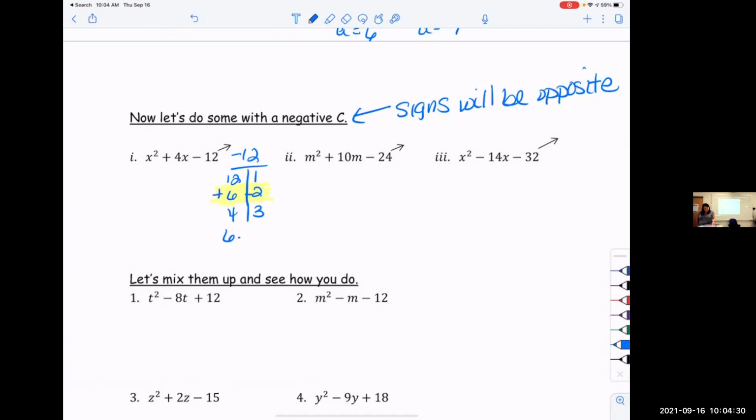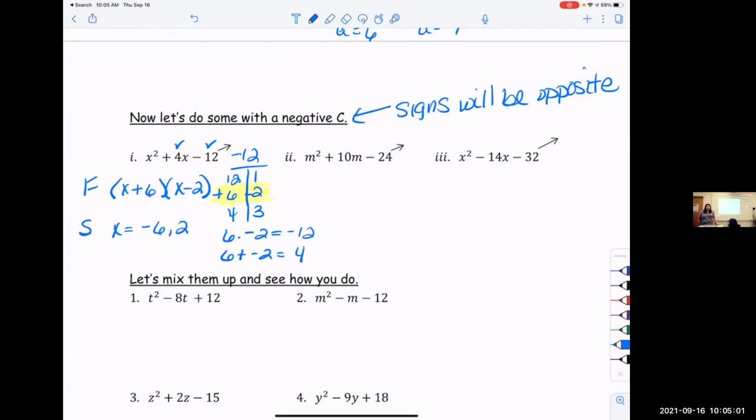Perfect. So 6 times -2 is -12. 6 plus -2 is 4. Check and check. I'm ready for my answer. So my factored answer would be what? Beautiful. My solved answer would be... Our graphing is going to be chapter 7. And it's easy.